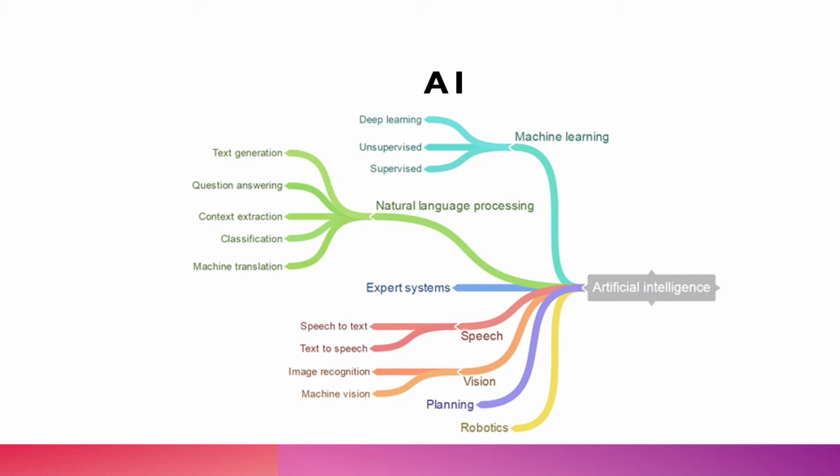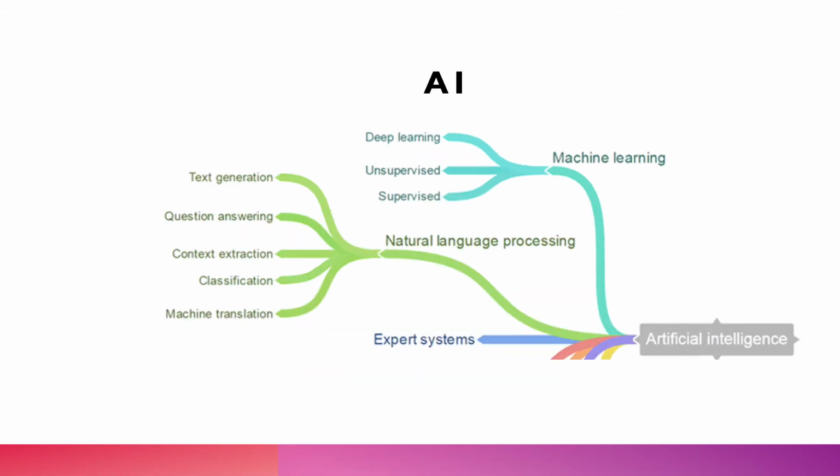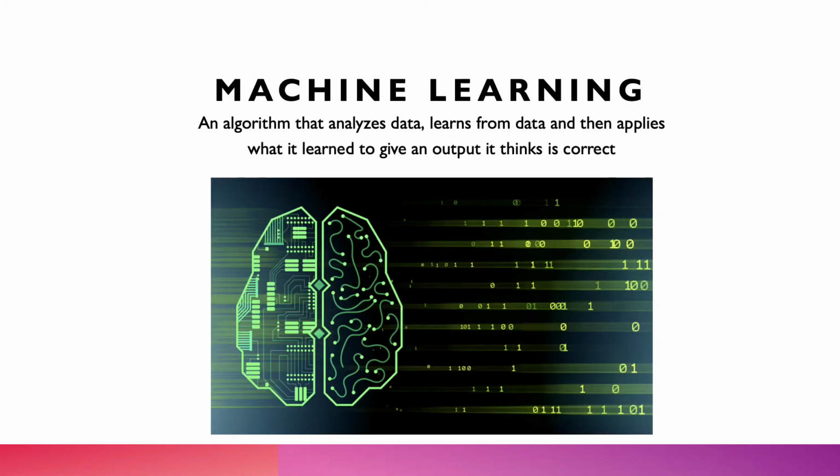Recently, machine learning and natural language processing have gotten lots of attention for their achievements, but each aspect of AI is having huge breakthroughs in its own respective category. I am going to focus on machine learning and the software behind how it functions. What is machine learning? Machine learning is an algorithm that analyzes data, learns from the data, and then applies what it learned to give an output it thinks is correct.